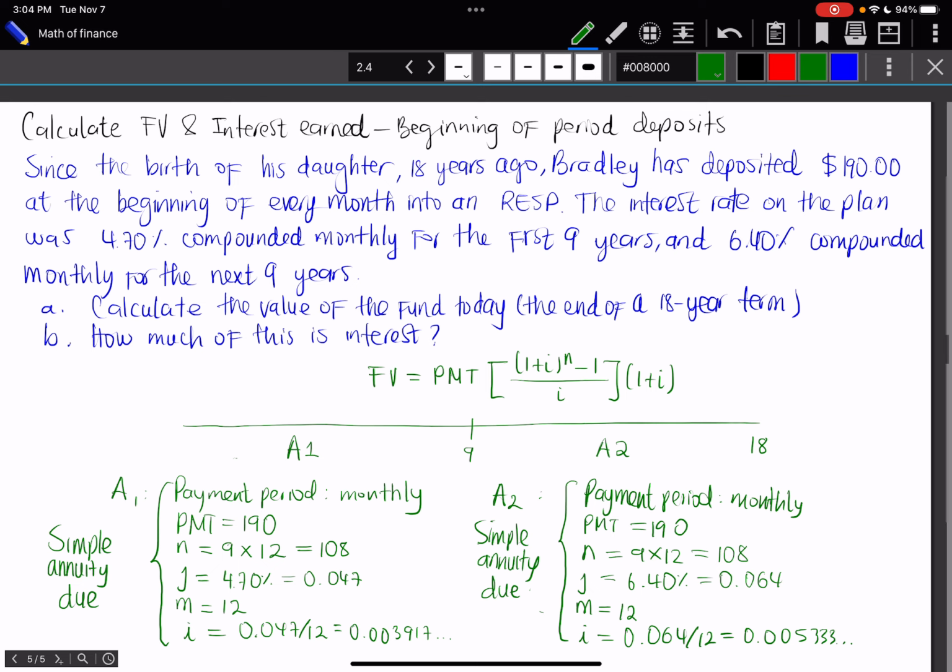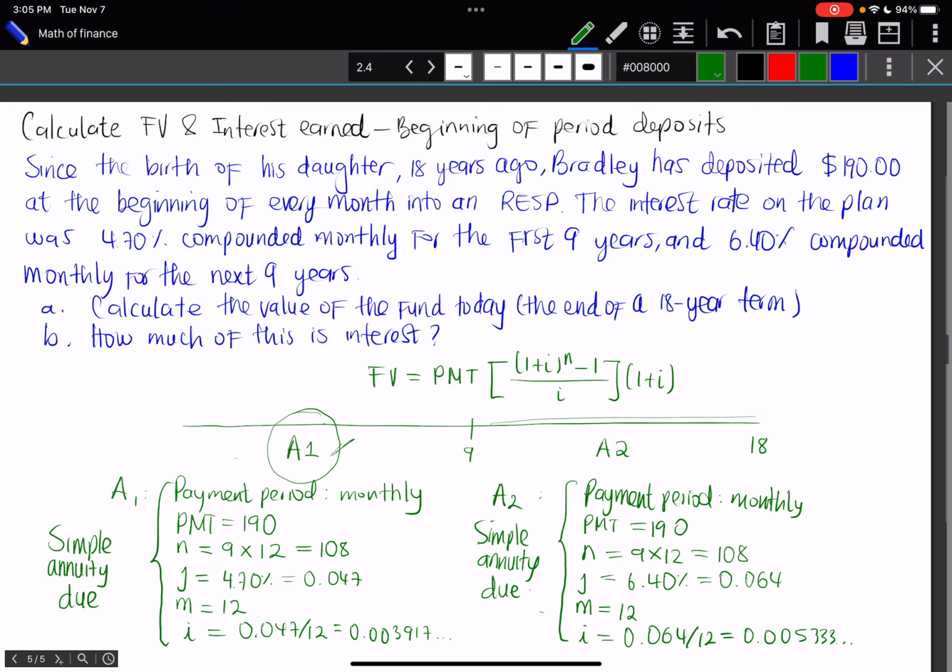To answer part A of this problem, we're going to find the future value of the first annuity. Then we're going to find the future value of the second annuity. Then we take the future value of the first annuity and compute its future value, because once we have it, the interest is calculated for 9 more years. We're going to take that and add it to the future value of the second annuity, and that will be the answer.